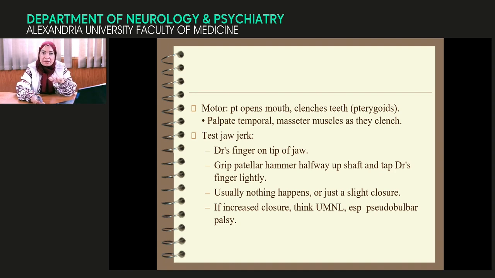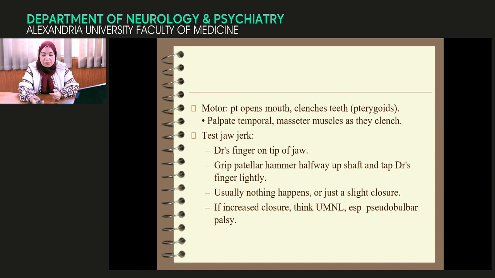But if this is normal, it is just normal, absent or just elicited. If it is increased, when I tap like that on the jaw with my hammer, what will happen? The closure is exaggerated and increased, which is called an exaggerated jaw jerk. This means there is an upper motor neuron lesion, for example pseudobulbar palsy.